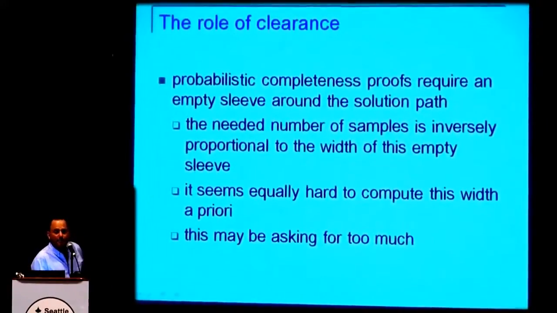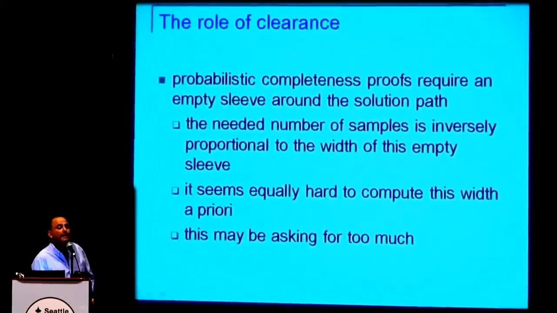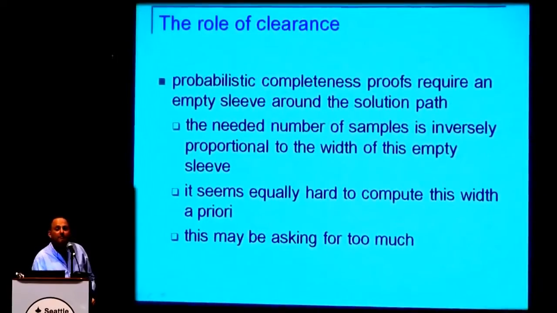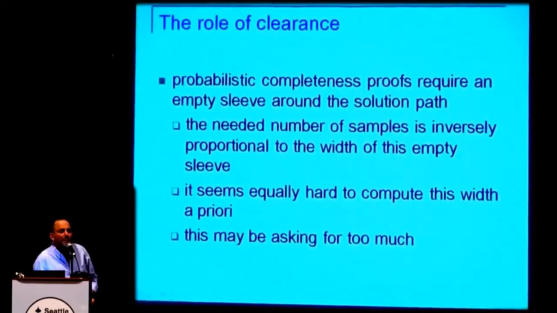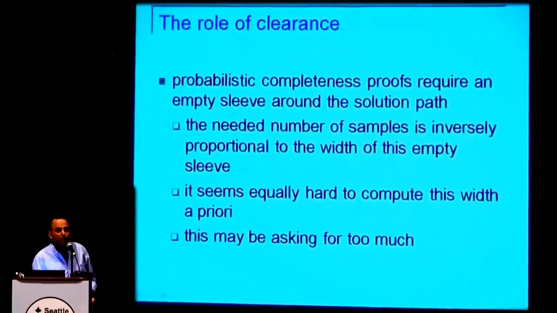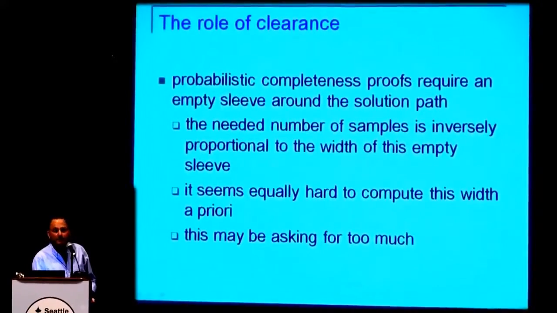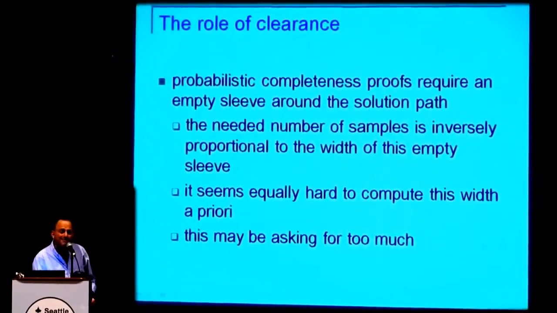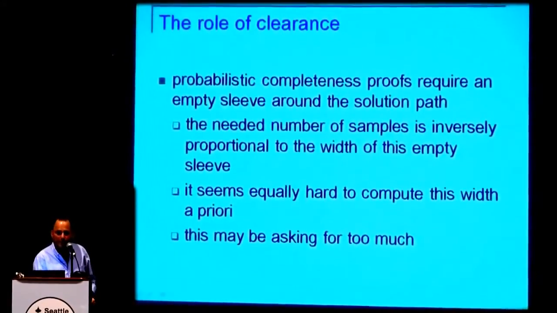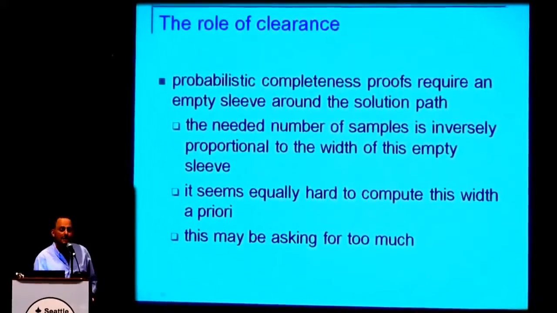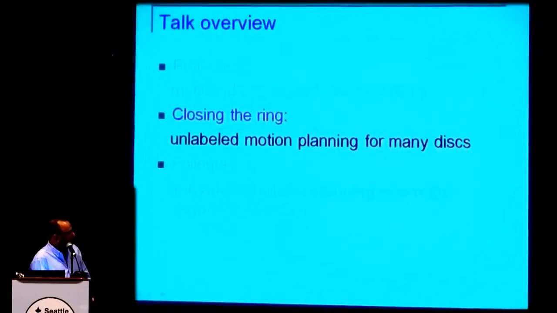Now, as you may expect, the needed number of samples in those algorithms is inversely proportional to the radius of a sleeve, the sleeve of free space that we assume around the path. But there are a few problems with this observation. One is that it's very difficult to compute this width. It seems almost as difficult as solving the original motion planning problem. Also, as I will try to argue, this might be asking a bit too much.